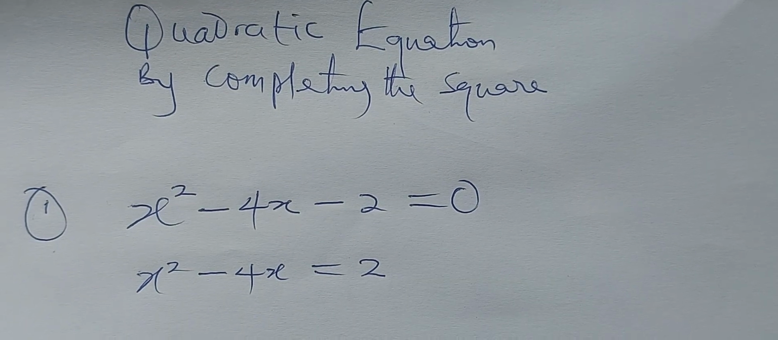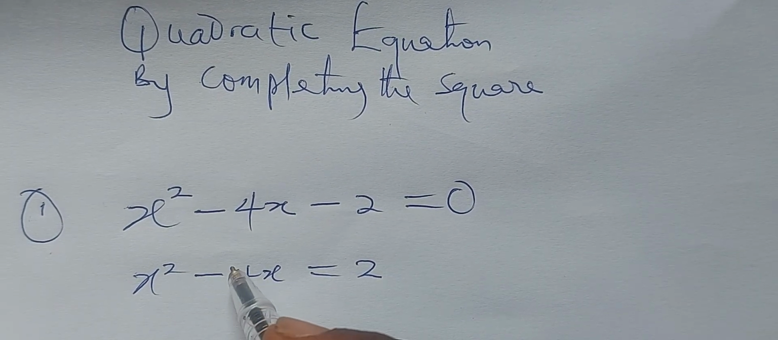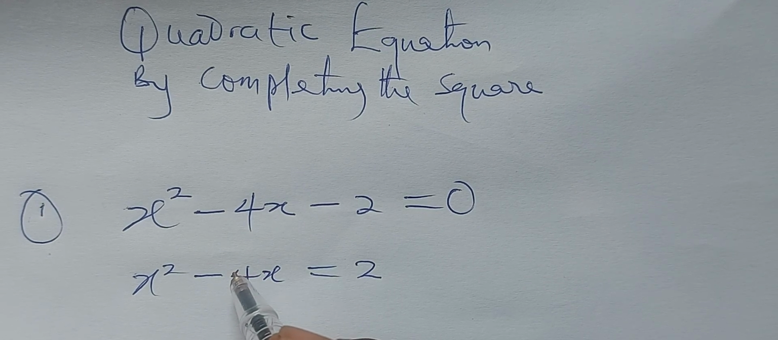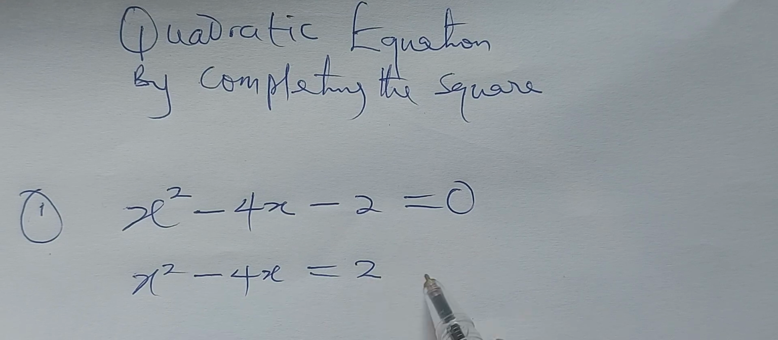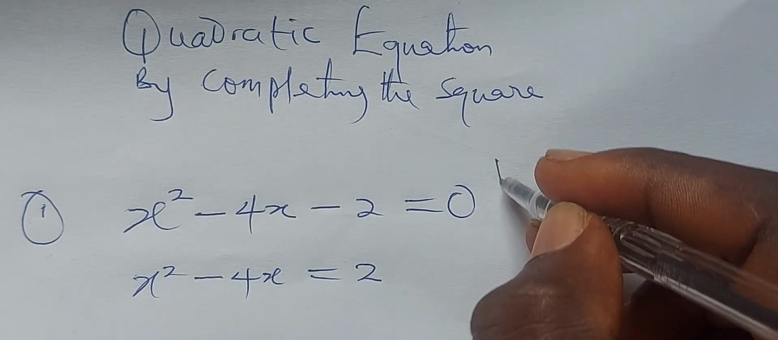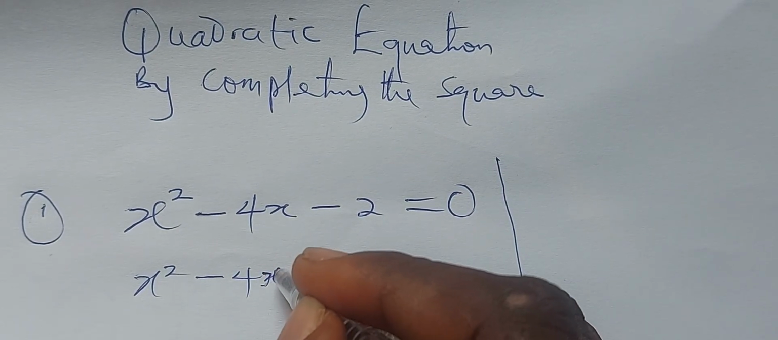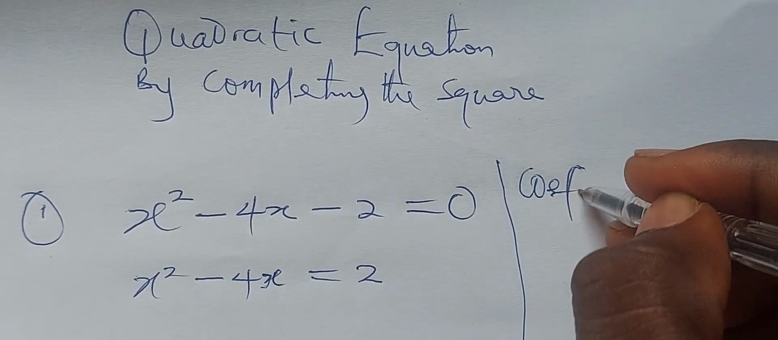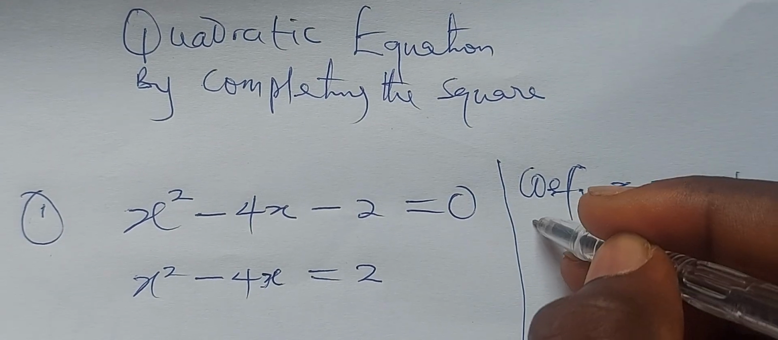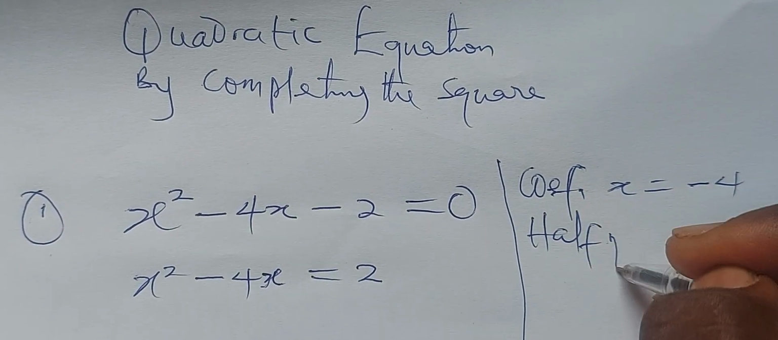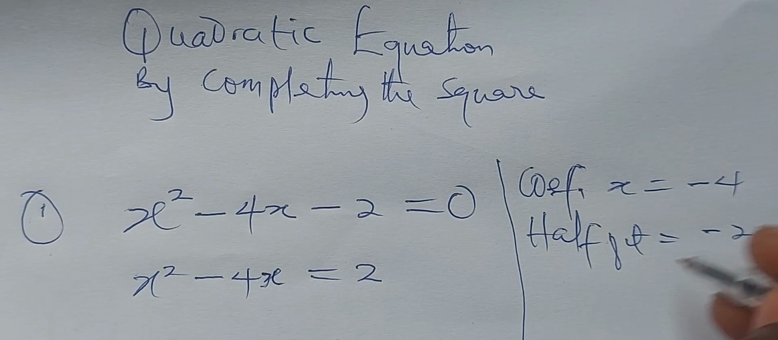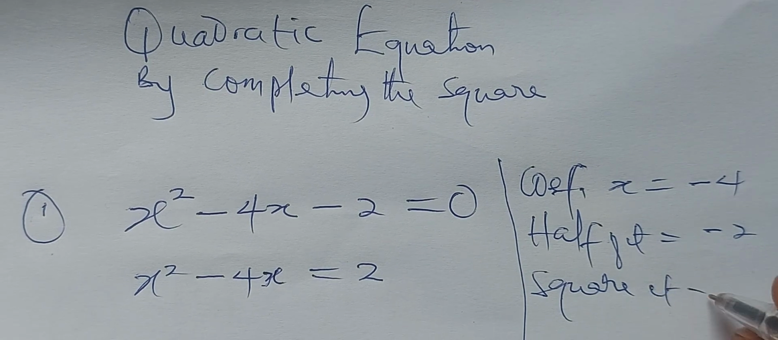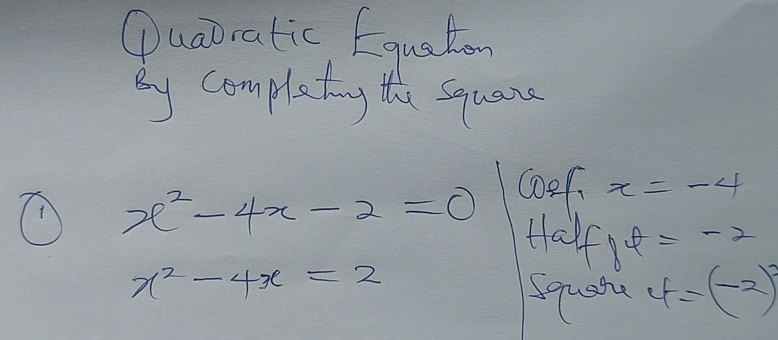Okay? So now you find half of the coefficient of x, the one without the square, square it, and add it to both sides of the equation. When you look at this, the coefficient of x is minus 4. Half of it is equal to minus 2. So square it to be minus 2 all squared.